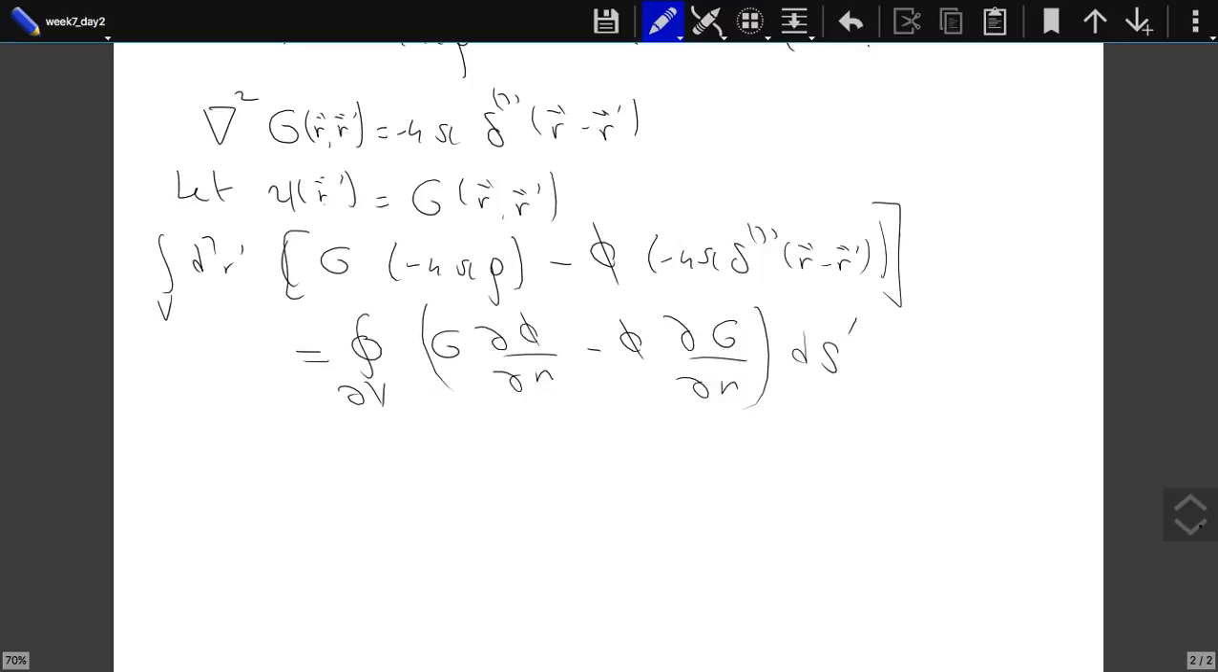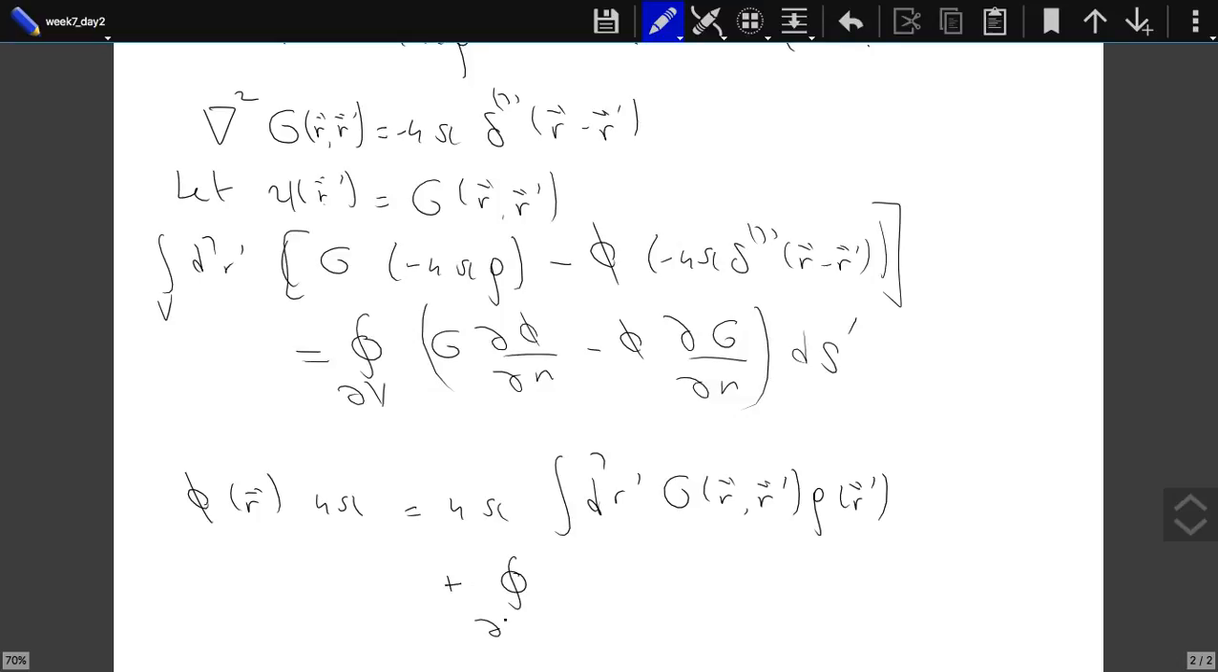Now we can do some of the integrals. We can just take the Dirac delta integral using the properties of the Dirac delta. So we have phi at the point r times 4 pi is equal to 4 pi ∫d³r' G(r') rho(r') plus the integral over the boundary of G ∂phi/∂n minus phi ∂G/∂n.